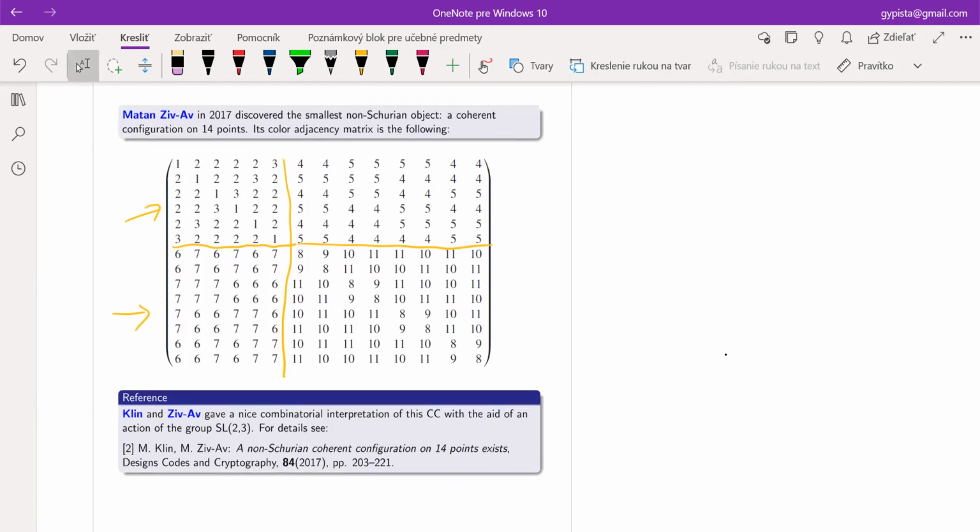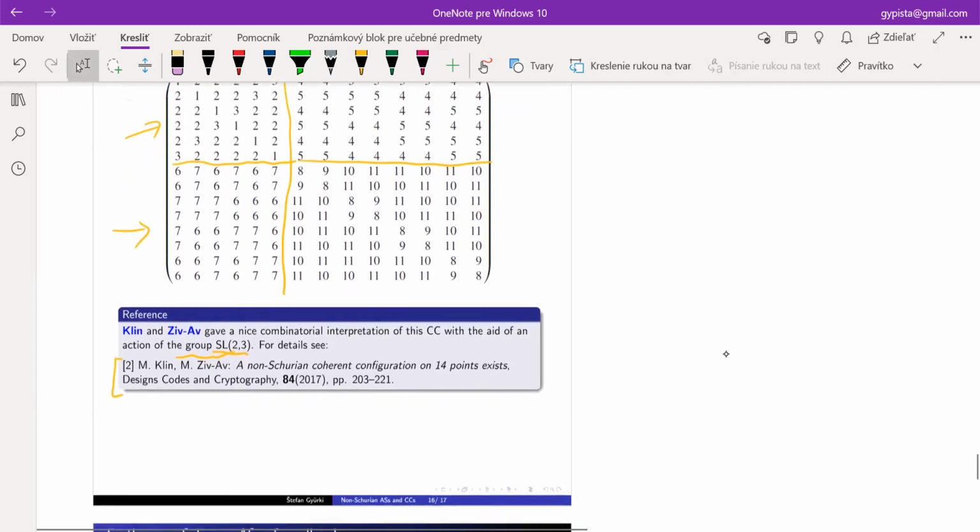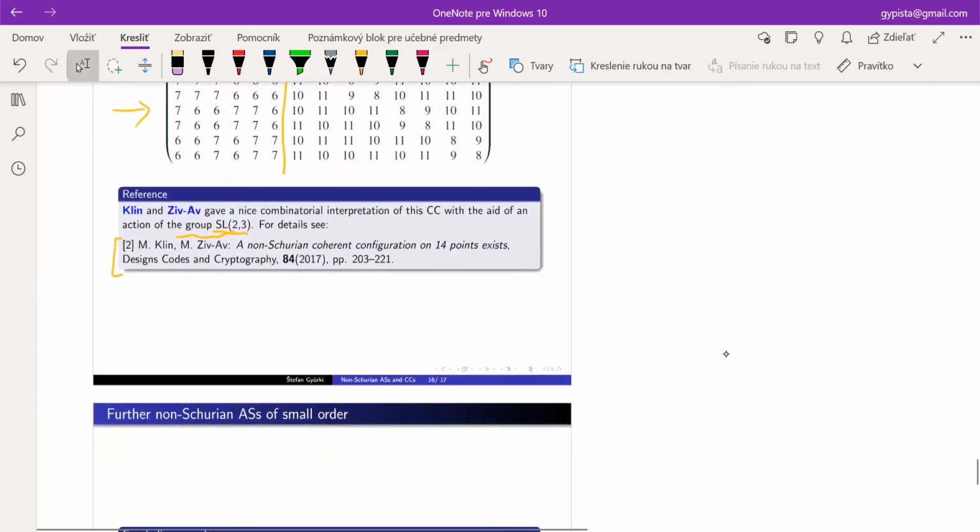And already the full story is published in the journal Designs, Codes and Cryptography. I will mention just the key fact that everything is interpreted using the group SL(2,3), that is the special linear group of 2x2 matrices over the field of order 3, that is those which have determinant 1. So again, it is an interesting paper.